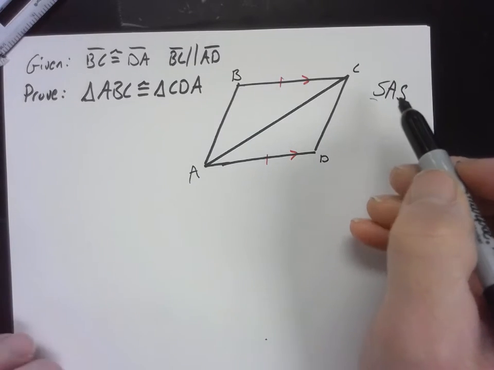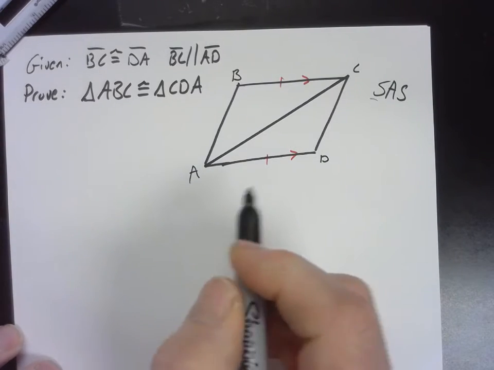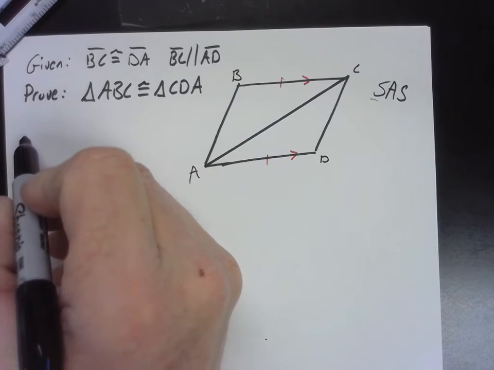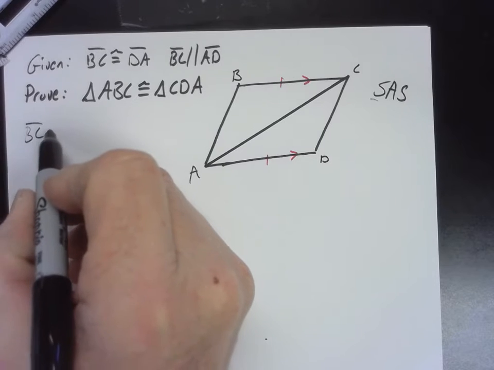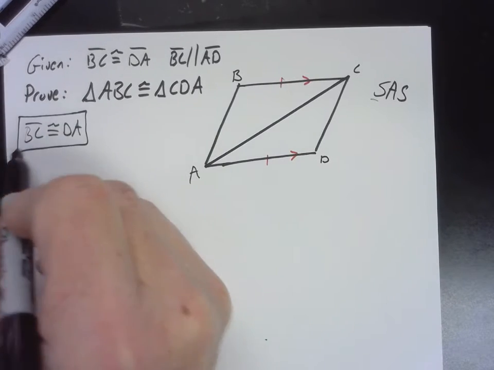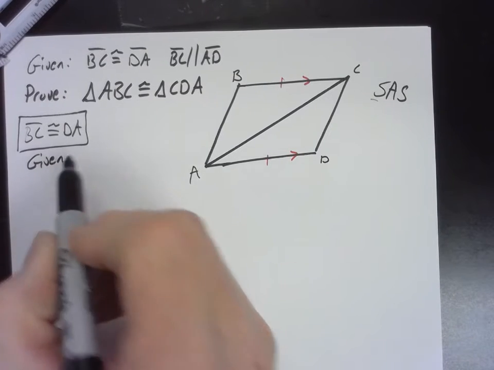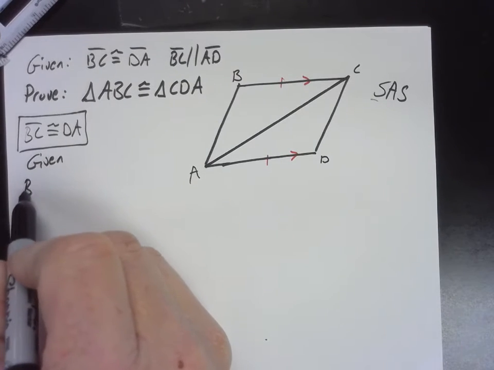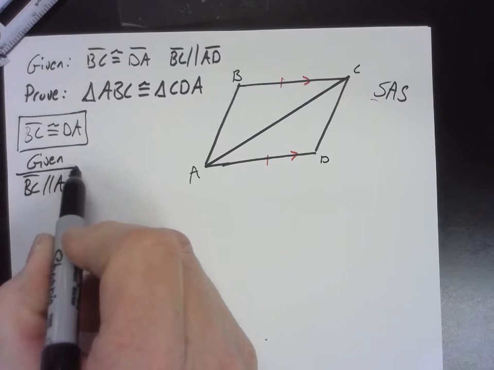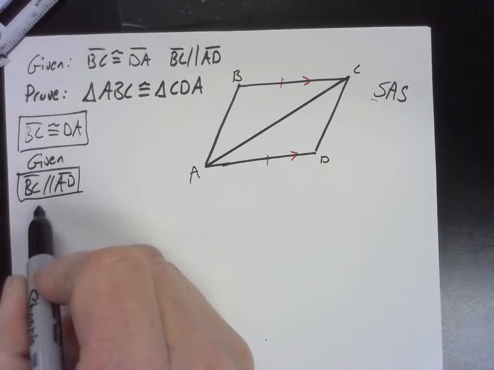So let's do. You want a flow proof or do you want a two-line proof? Flow proof. BC is congruent to DA. That's given. And then also BC is parallel to AD. That's given.